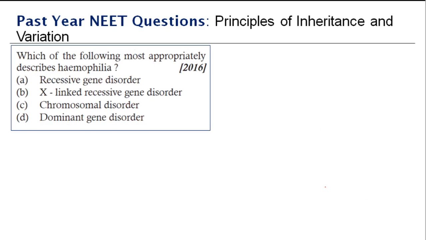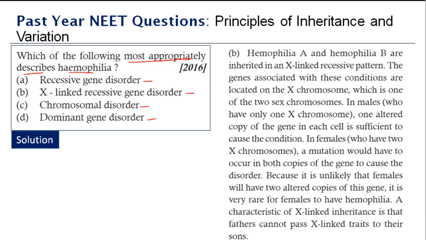Which one of the following most appropriately describes hemophilia? Recessive gene disorder, X-linked recessive gene disorder, chromosomal disorder, or dominant gene disorder. So what is the correct answer for hemophilia? The correct answer is B. It is an X-linked recessive gene disorder. So hemophilia is an X-linked recessive gene disorder.